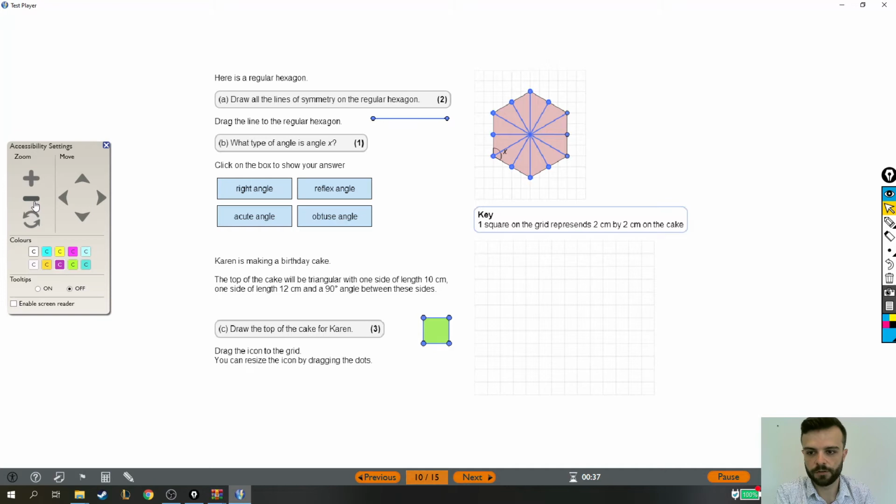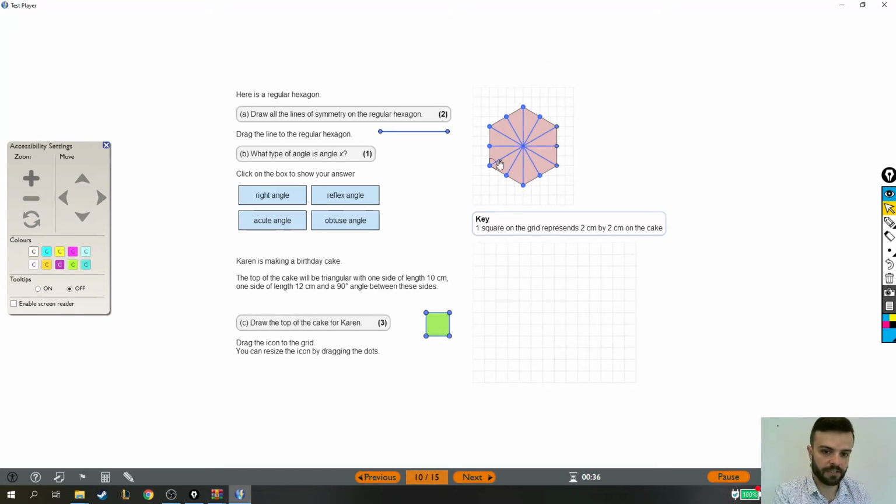Now it's asking what type of angle is angle X? It's a little bit harder to see now that I've covered it with a line, but it's this angle here. Now, a quick reminder what each of these things are. A right angle is a corner like that, like on a piece of paper. A reflex angle is one that goes more than 180, round like this. An acute angle is small, so less than 90, because it's a cute angle if it's little. And an obtuse angle is more than 90, but less than 180. So which of those is angle X? It's an obtuse angle, because it's not a right angle, it's not big enough to be reflex, and it's too big to be acute.